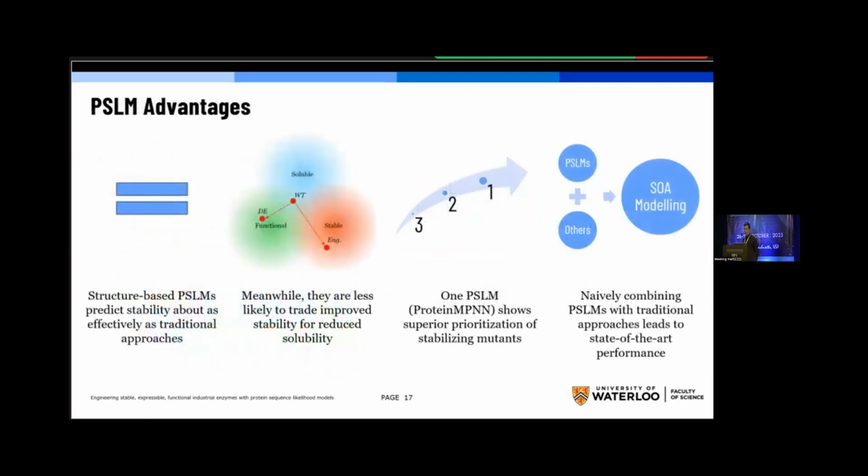So to summarize that part briefly, structure-based PSLMs are about as effective as the best traditional methods for modeling stability, but they do so without trading off the important things like stability and functionality that we need to maintain to have success within industry. And one PSLM in particular is excellent at prioritizing mutations, and we can combine them with traditional approaches almost independently of which you combine and achieve state-of-the-art performance.